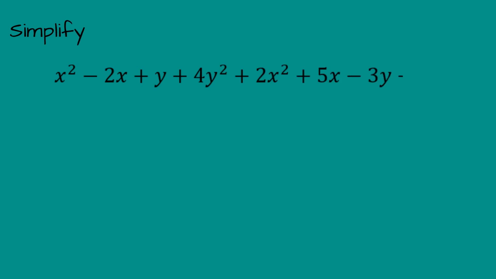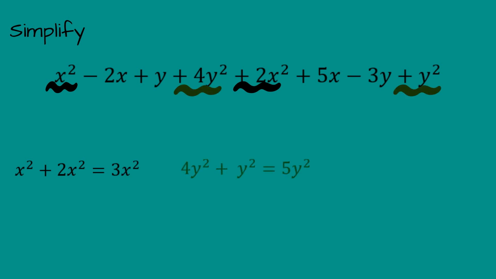Now for an example that contains x squared and y squared terms. We can't combine the x squared terms with the x terms here as they have a different combination of variables. The same is true of the y squared terms and the y terms. Let's combine the x squared terms first. x squared plus 2x squared is 3x squared. 4y squared plus y squared is 5y squared.